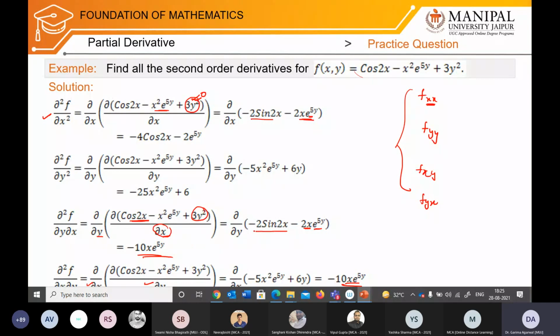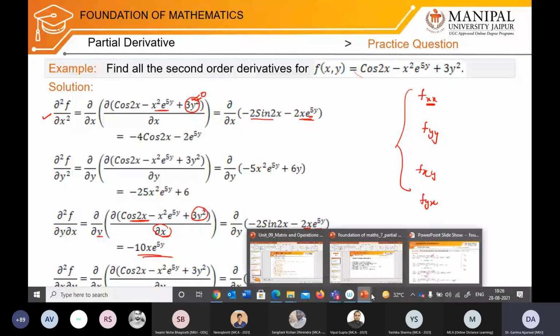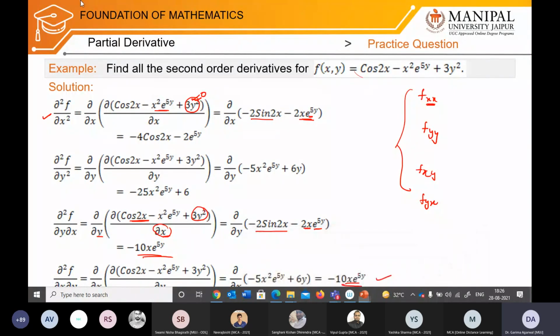Now we'll differentiate this term with respect to y. Right, so sin 2x will be constant and it will be 0 after differentiation. 2x is constant, differentiation of exponential is exponential, differentiation of 5y is 5. So it will be minus 10x e raised to 5y. Similarly, we can find this differentiation, right?